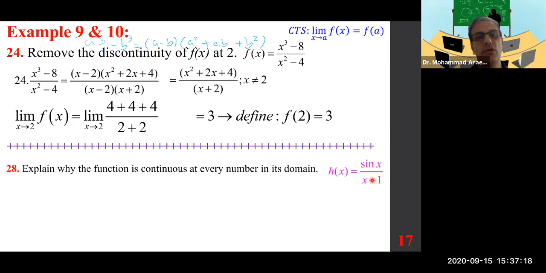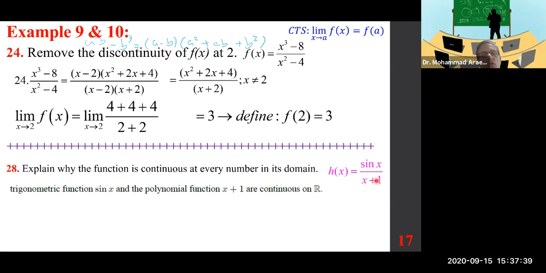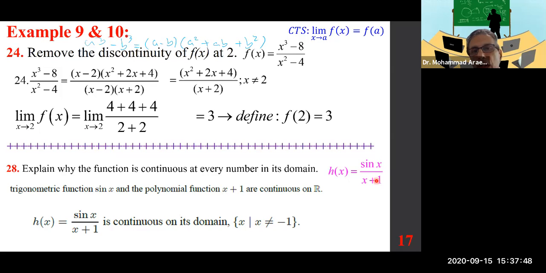And that's it. If you're explaining that something is continuous, pretty much all you have to do is come up with the domain. Sine has a domain of all real numbers, and a rational function like 1 over x plus 1, for example, has a domain of all real numbers except negative 1. So negative 1 is excluded. The trigonometric function sine x and the polynomial functions are continuous on R, that means all real numbers. When you have sine over x plus 1, it's continuous in its entire domain. The domain is all real numbers except what makes this 0. That's why we are excluding that.